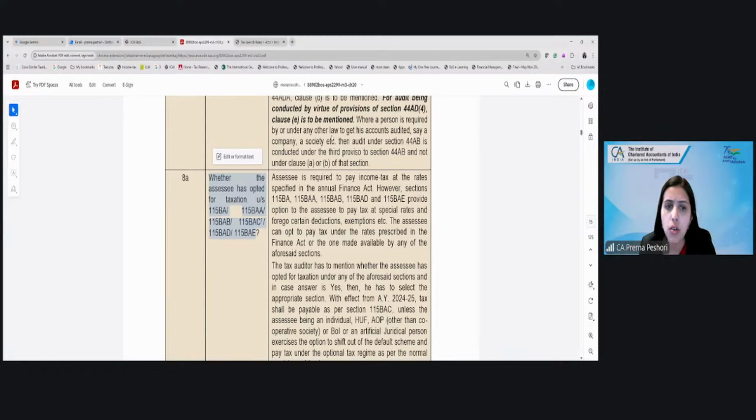Faster students, we have done all of this in the last class. It's just revision that we are doing.